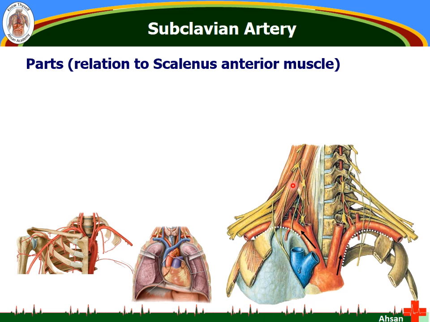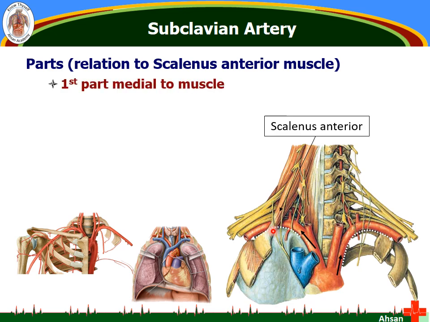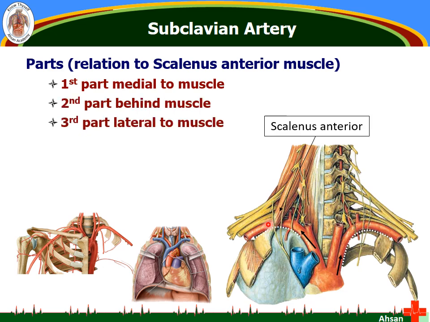so you can see this is scalenus anterior muscle and inserted into the first rib. So this muscle continues and lies in front of the subclavian artery. So it divides the subclavian artery into three parts. The first part is medial to this muscle, second part is behind this muscle, and the third part starts from the lateral margin of this muscle and continues up to the outer border of the first rib.